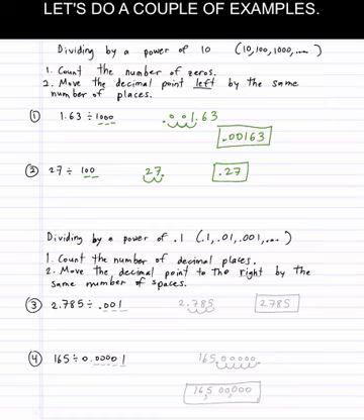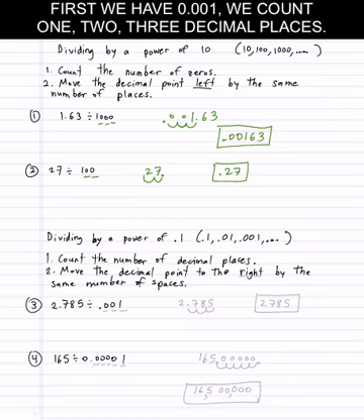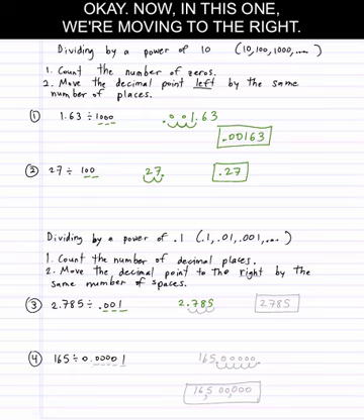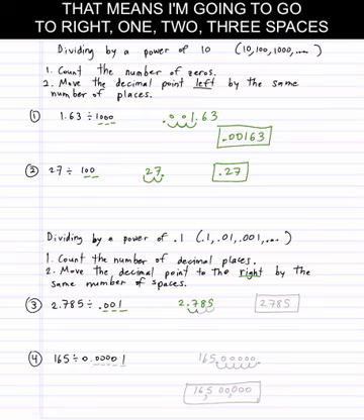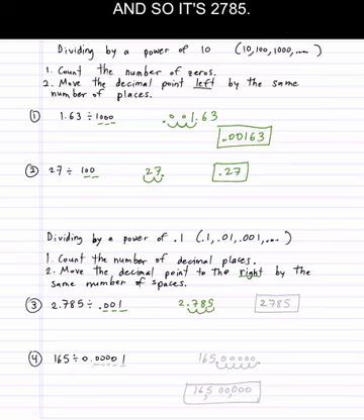Let's do a couple of examples. First we have 2.785 divided by 0.001. We count 1, 2, 3 decimal places. Okay. Now in this one we're moving to the right. That means I'm going to go to the right 1, 2, 3 spaces, and so it's 2785. Not so bad, right? Let's try one more.